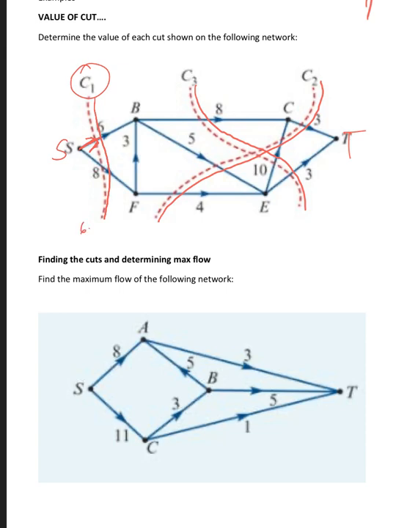So I've got 6 plus, and then the other edge it cuts off is this one here, which is going in this direction. So it's 8. Both of those are counted. So 6 plus 8 is 14. All right, so that is the value of that cut. Let's have a look at, we'll go C3, and I'll do it in a different color.